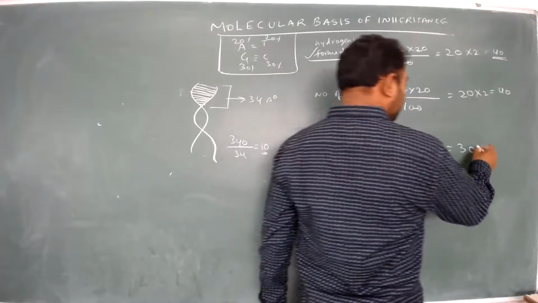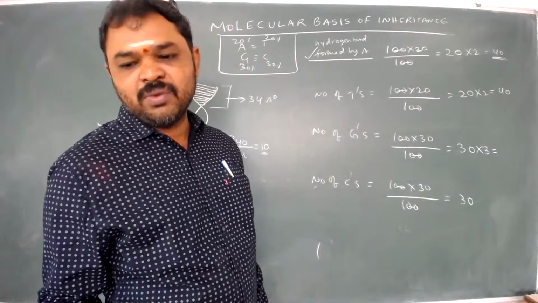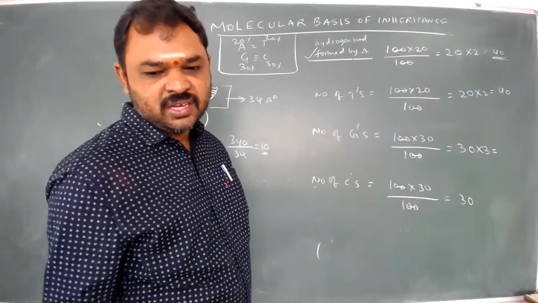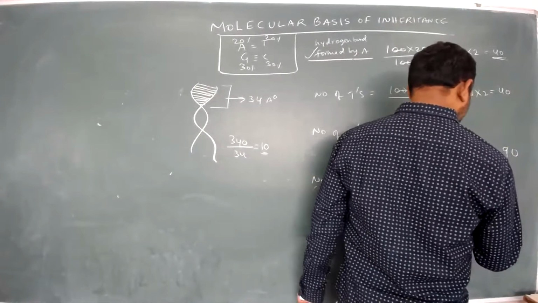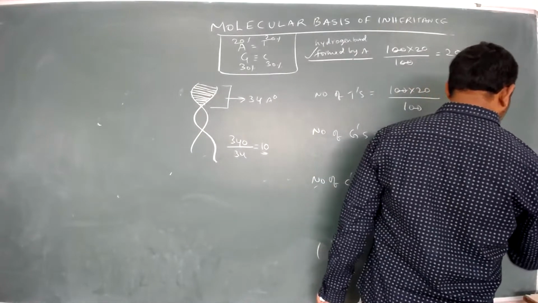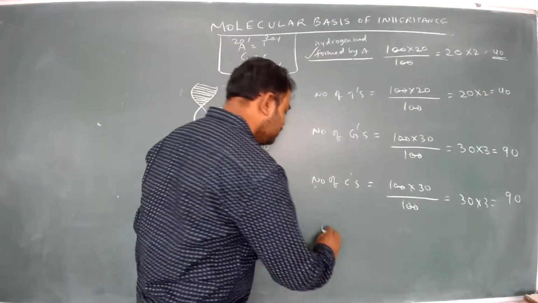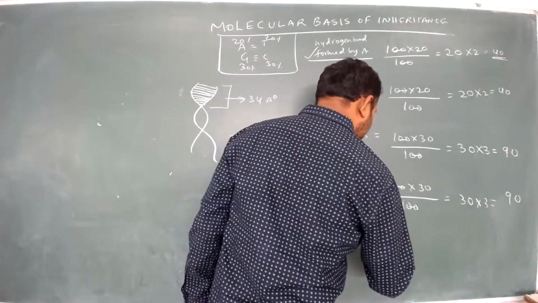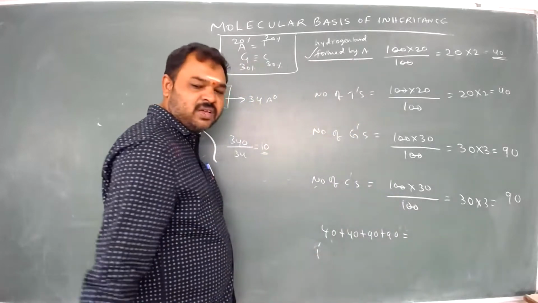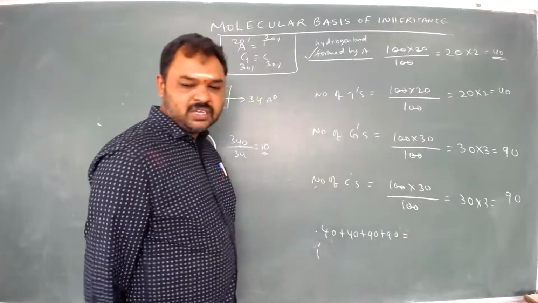Next one, G. G is linking with C by using how many hydrogen bonds? 3. So what is the contribution of G? 30 times 3, 90. Here C is also 30 times 3, 90. Total, how many hydrogen bonds? 40 plus 40, 80. 80 plus 90, 170.